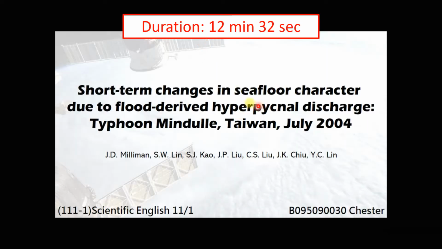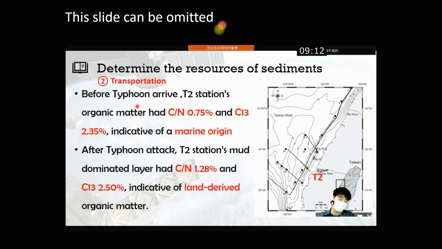Let's now review Chester's talk 1. His talk was about seafloor character after typhoon. His talk was over 12 minutes last time. Firstly, about his content. This slide can be omitted.